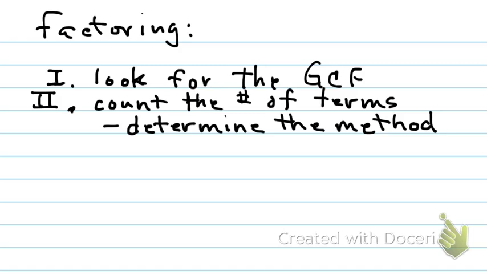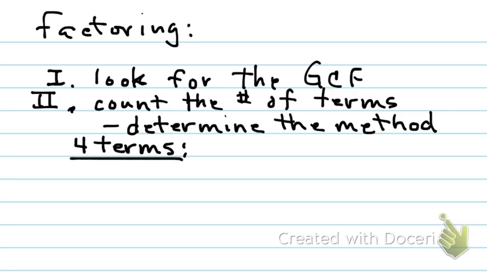This is just like going to the grocery store, right? You can get in your car and go anywhere, but you need to know where you're going to be able to know which directions to go, right? So make sure that you count the number of terms. Again, why? To determine the method that you're going to use. Good. And the first one we're going to look at is what happens when you have exactly 4 terms.